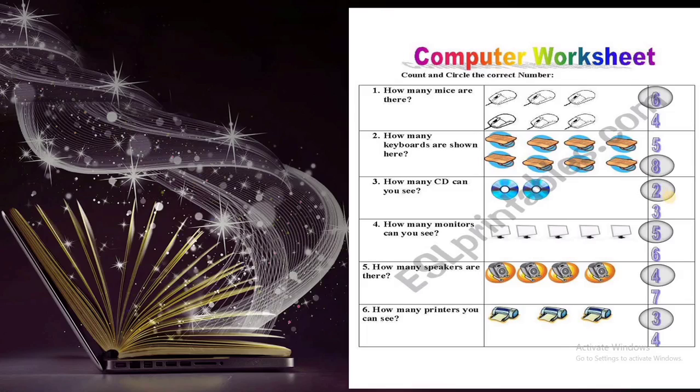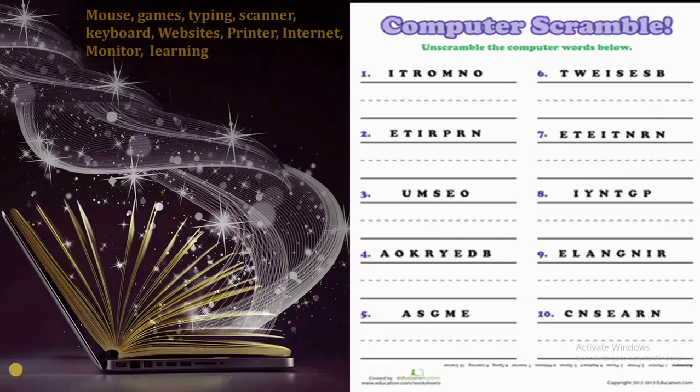You have to identify the pictures, count how many there are, and circle the number, right? Okay, now see this activity. Remember all these scrambled words? We have already done 5 or 4, right? So we have already done the first one.